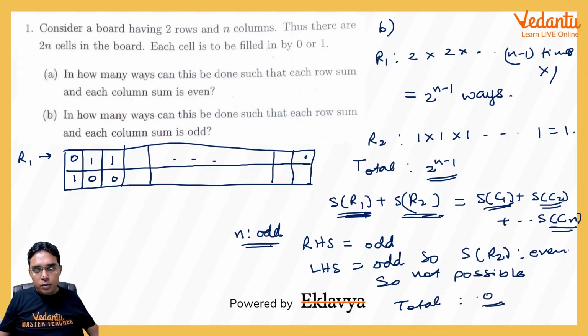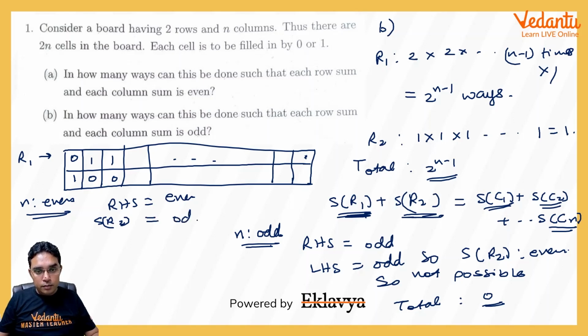Okay, then coming to the second scenario when n is even. In that case, I think it is possible because my right hand side will be even. Sorry, this will give you SR2 also to be odd because SR1 was odd and the right hand side is even, so SR2 will be odd. So in this case the answer will be 2 power n minus 1, and in the other case 0 will be the answer.